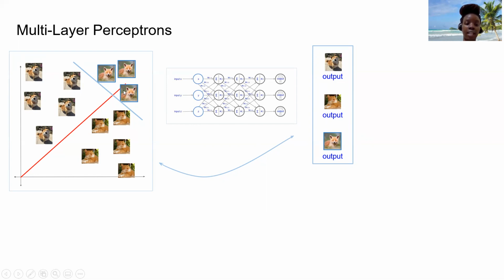Adding another layer, another perceptron, now makes it a multi-layer perceptron, because we no longer have one single layer of perceptron doing the classification.